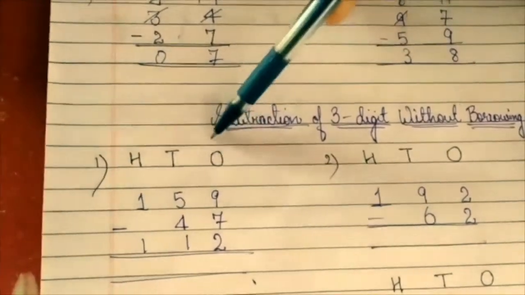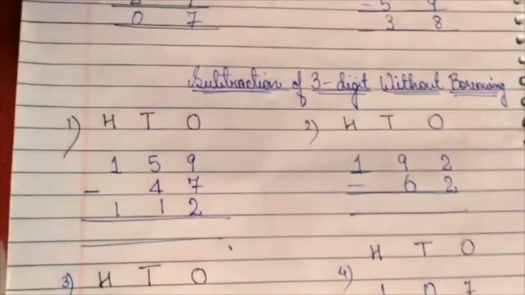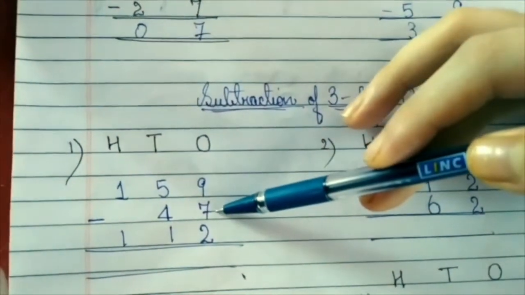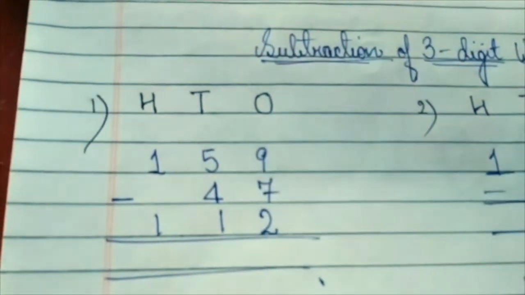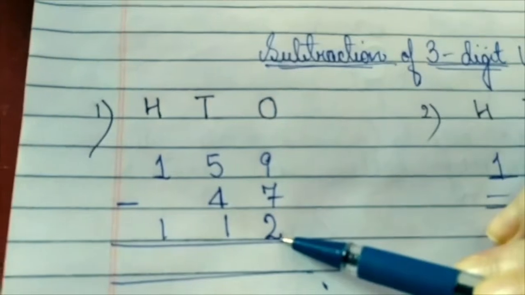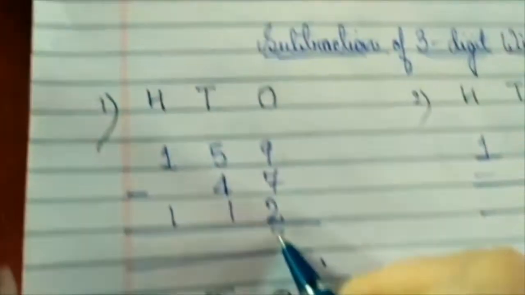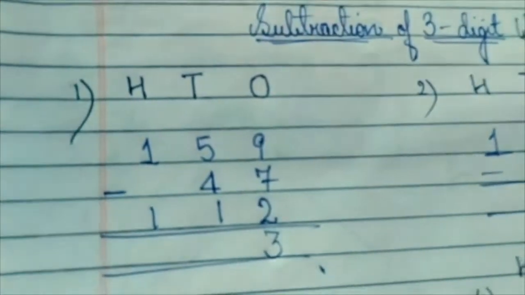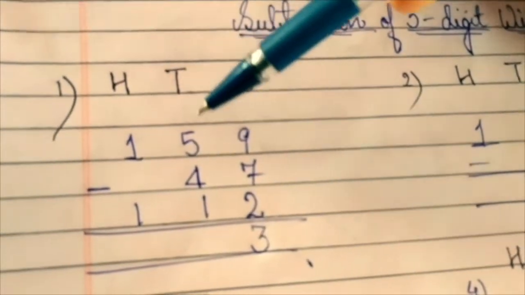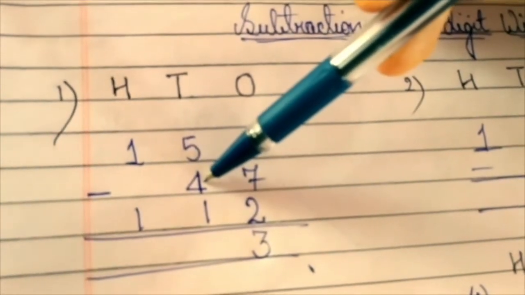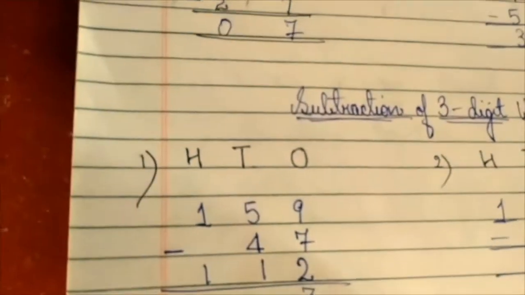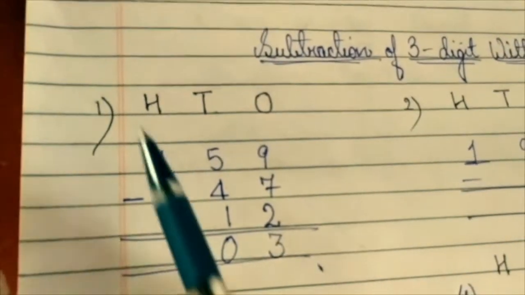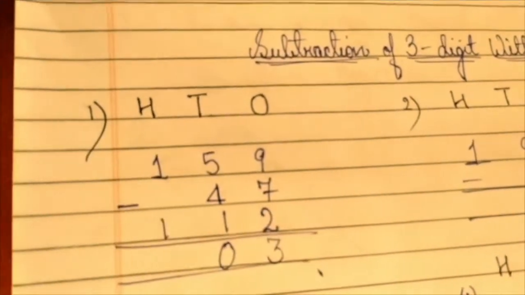Let's solve ones first. 9 minus 7 is equal to 2, and 2 minus 2 is equal to 0. Let's solve tens. 5 minus 4 is equal to 1, and 1 minus 1 is equal to 0. Let's solve hundreds. 1 hundred minus 1 hundred is equal to 0.